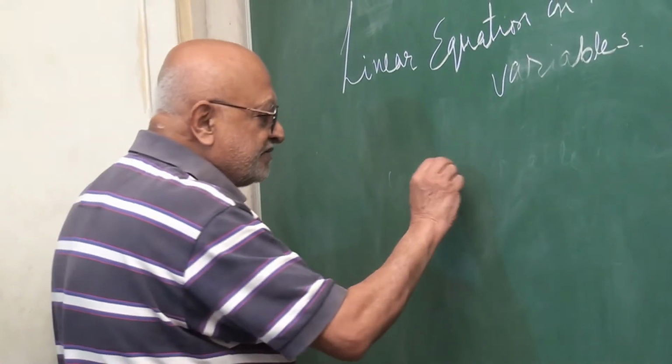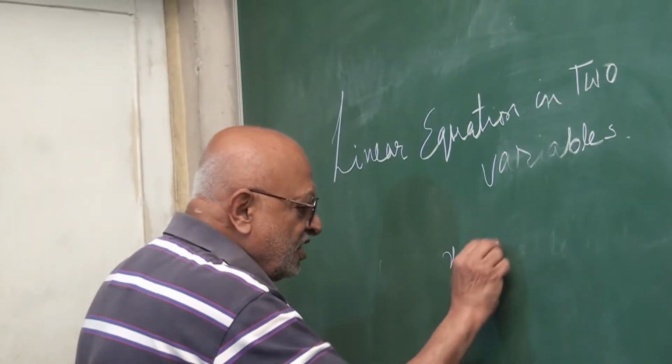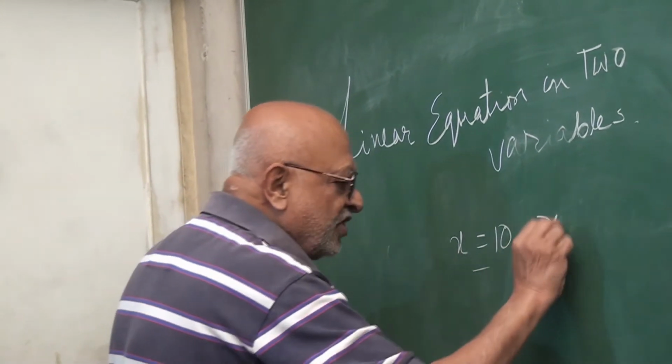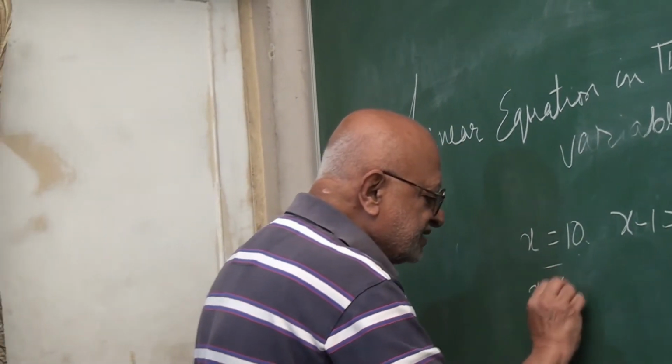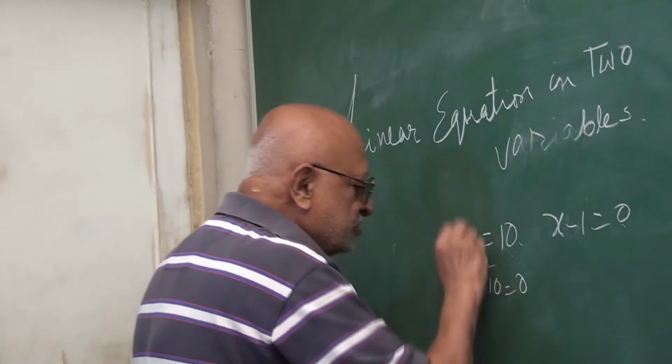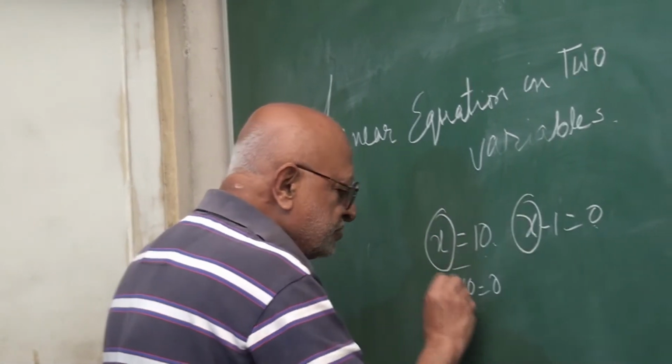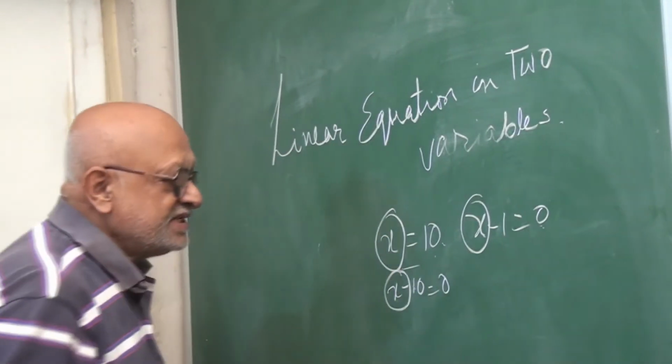In that case, we have said x equal to 10 or x minus 1 equal to 0. This also is converted into x minus 10 equal to 0. So this is only one variable. There was no other variable in these cases.